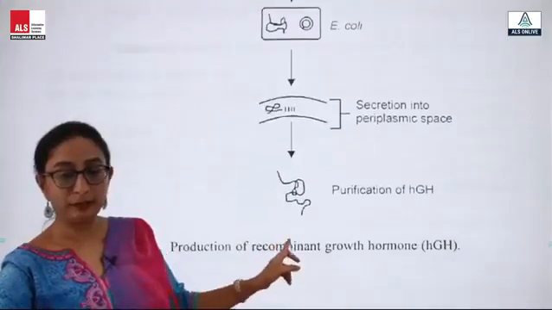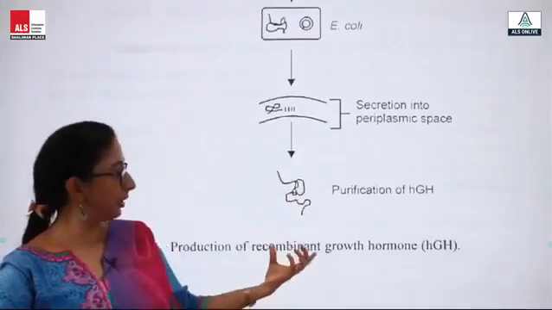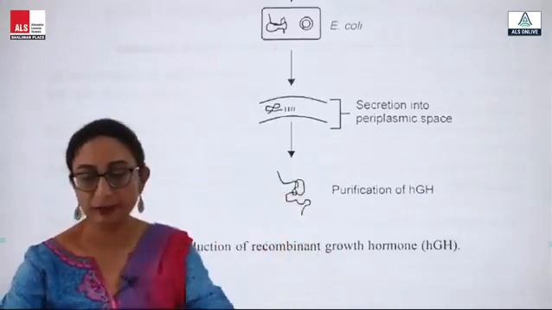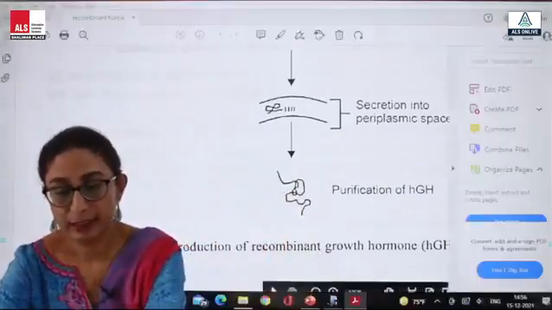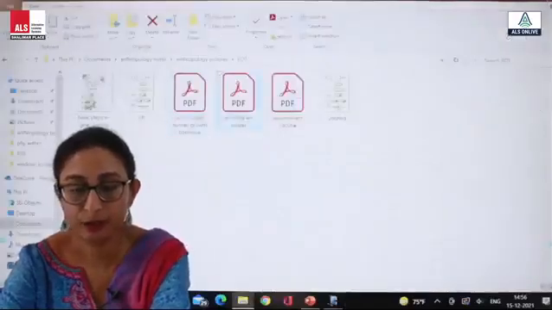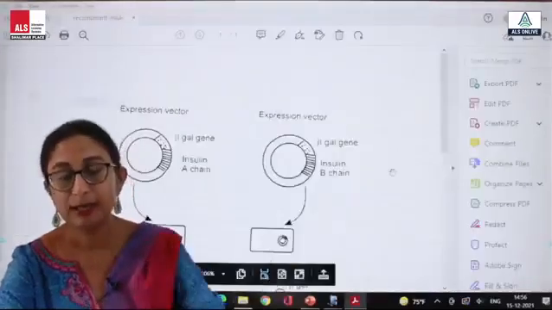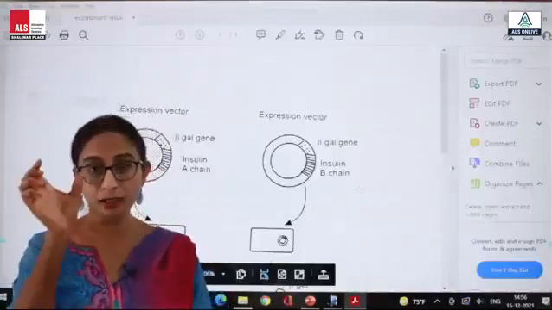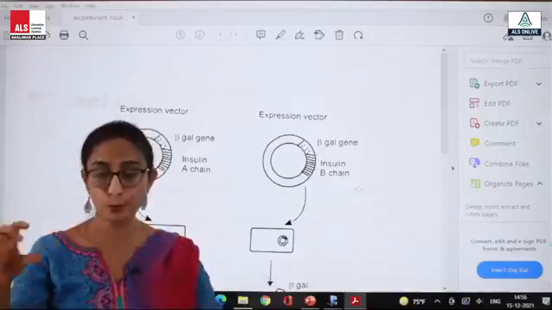Okay. And then finally that expresses and we get the human growth hormone. Like this you can find various examples for applications of this is recombinant insulin. So actually speaking, insulin is not a single chain, it is made up of two polypeptides.